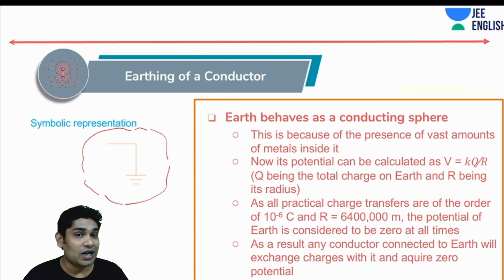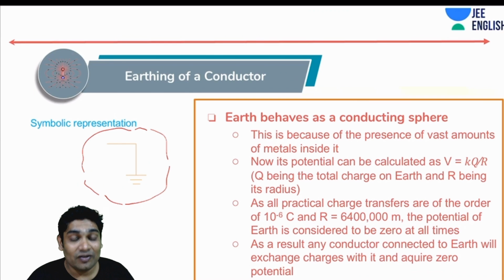And no matter how many more charge exchanges are going to happen between Earth and other conductors, potential will remain 0. Because practically the total charge built up on Earth will always be in microcoulombs, and the radius is very high. So potential of Earth will always be 0. That is why we consider Earth to be an equipotential, a surface of constant potential. So, since Earth is a conductor which has a constant 0 potential, when I connect any other conductor with it, it also exchanges charges with Earth, so that its potential will also come down. And that is what you mean by earthing.